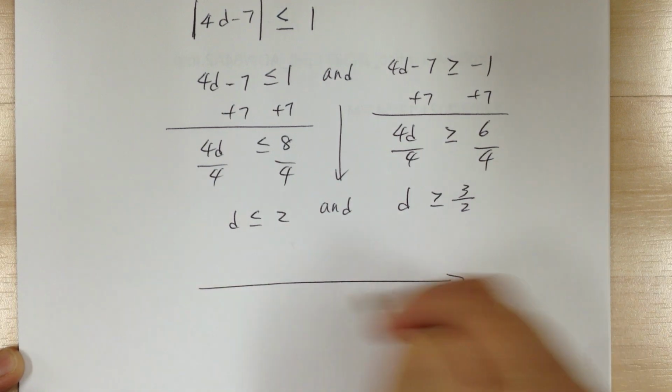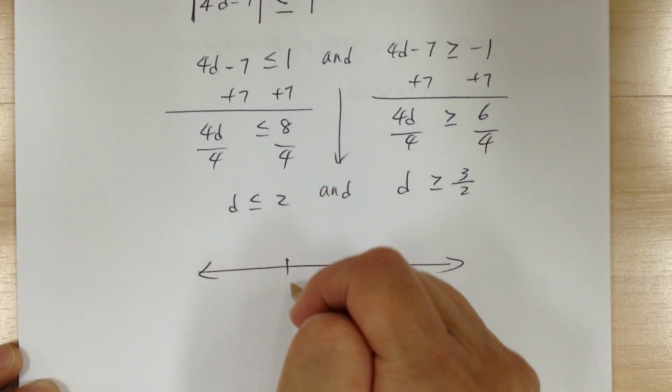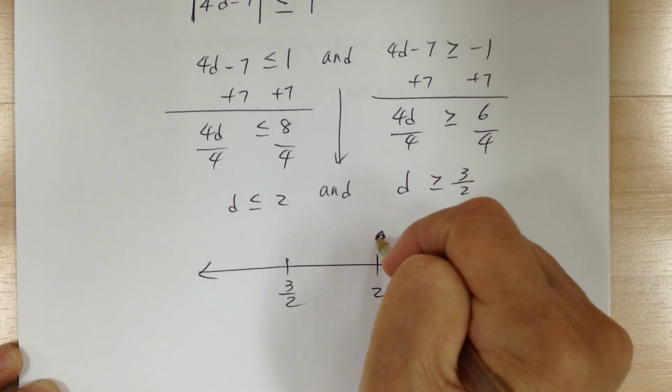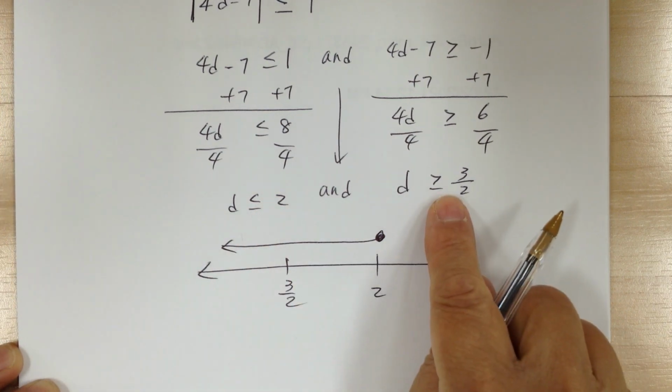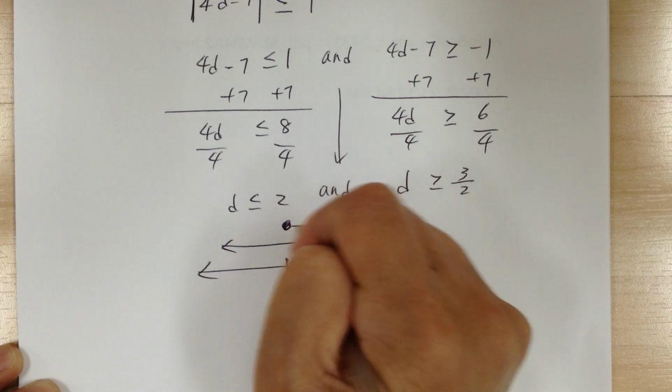Okay, and again, let's go and sketch it out. Now, 3 over 2 is 1.5. So this is the bigger number, so it'll be 3 over 2 and 2, right? So d is less than or equal to 2. So that is this graph over here. And d is greater than or equal to 3 over 2. So that is this one here.